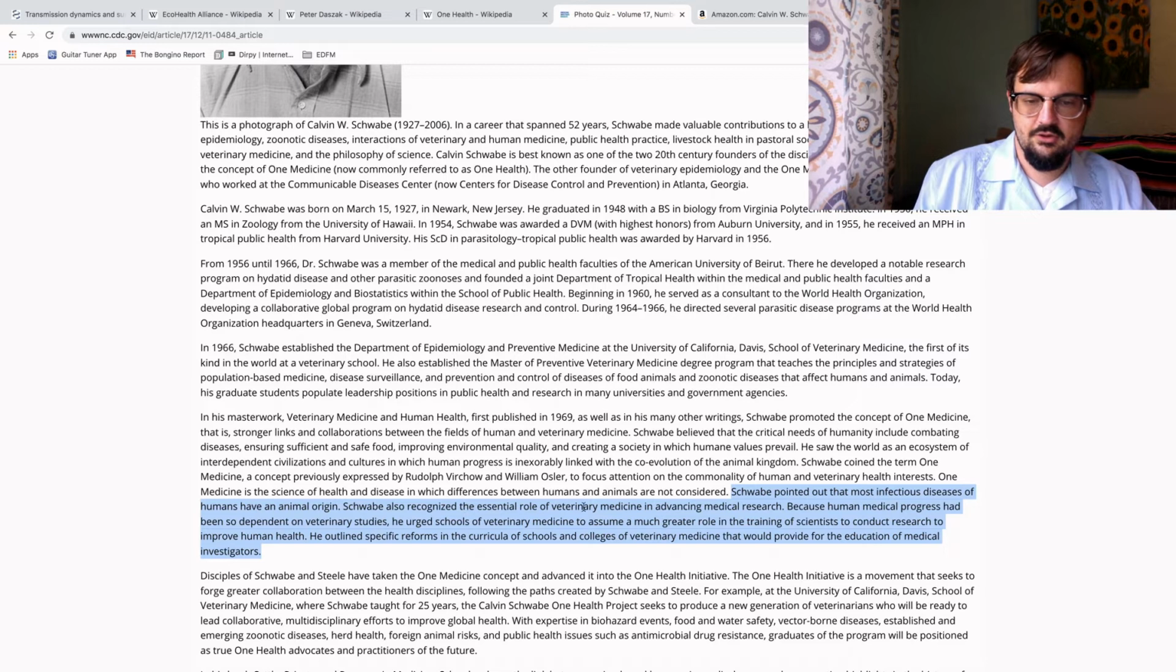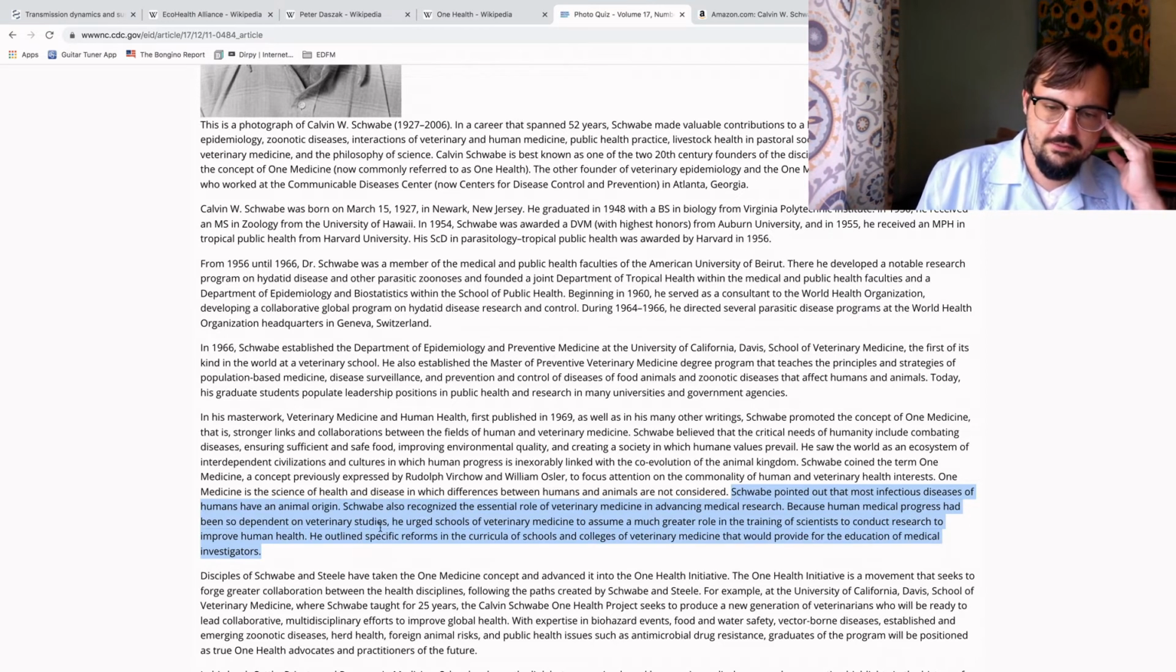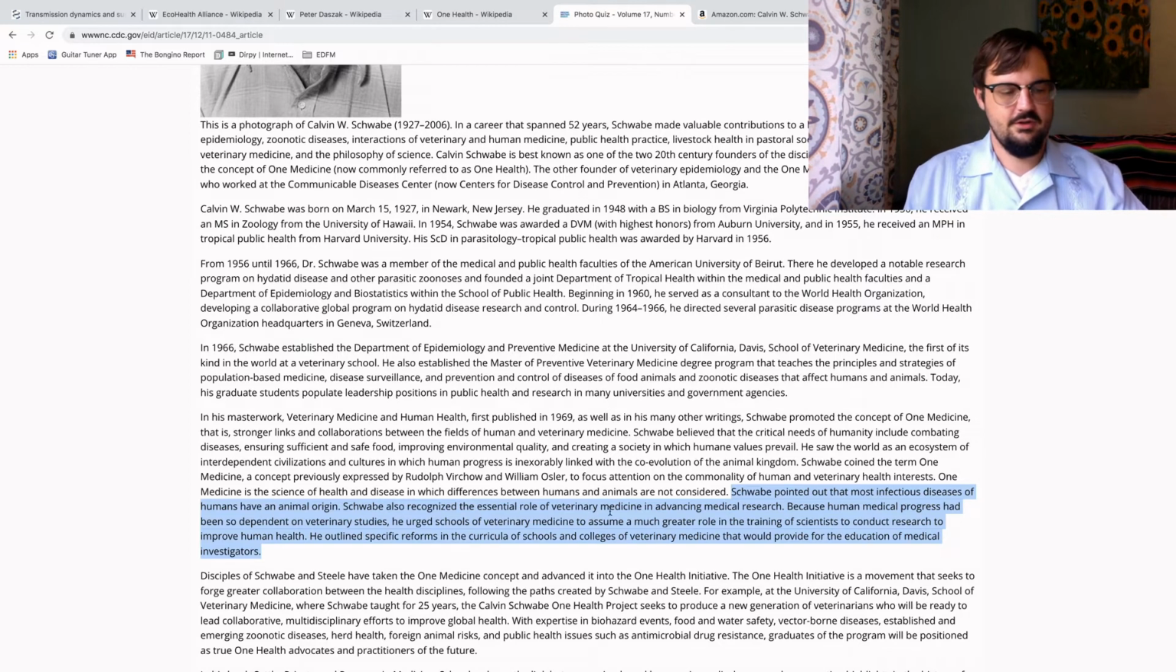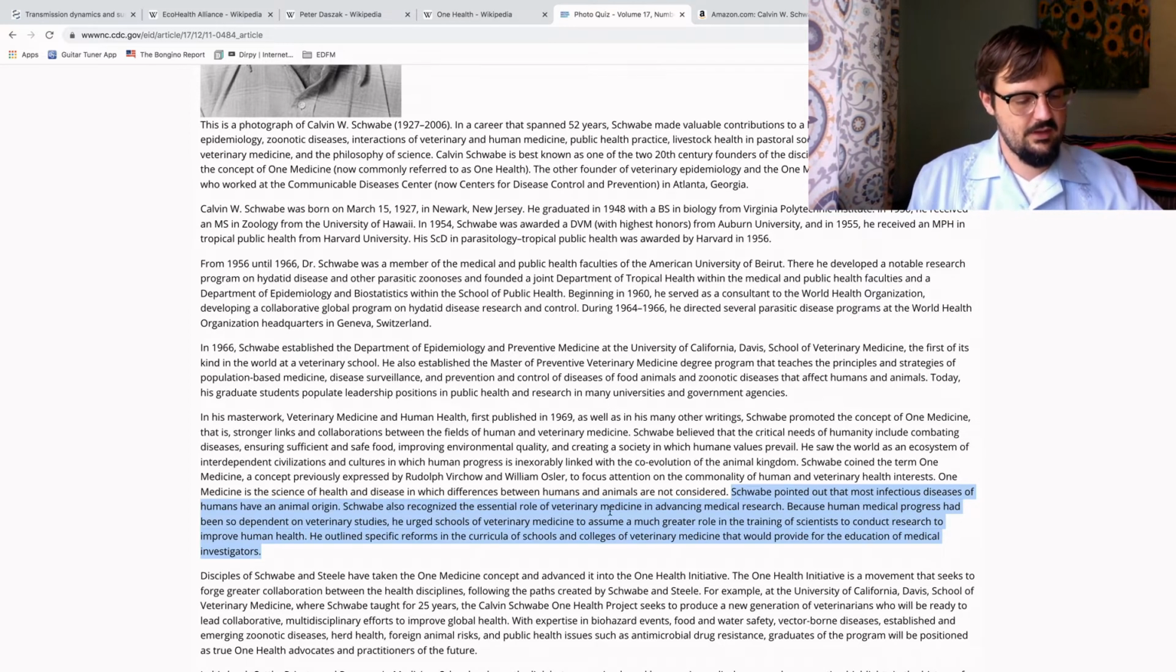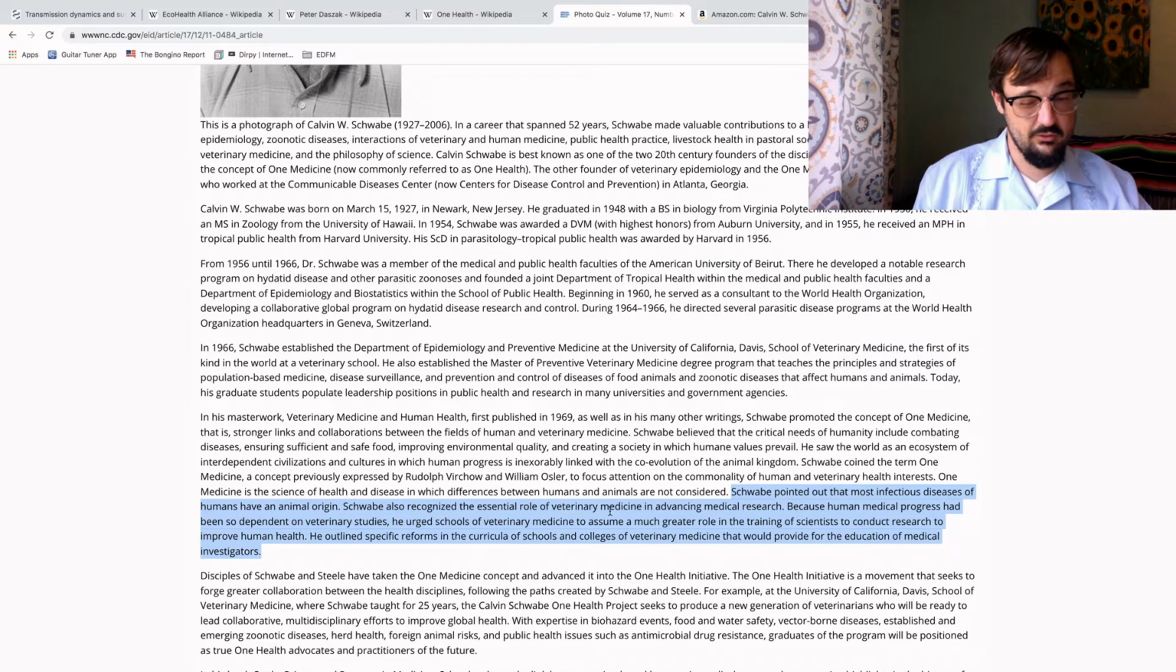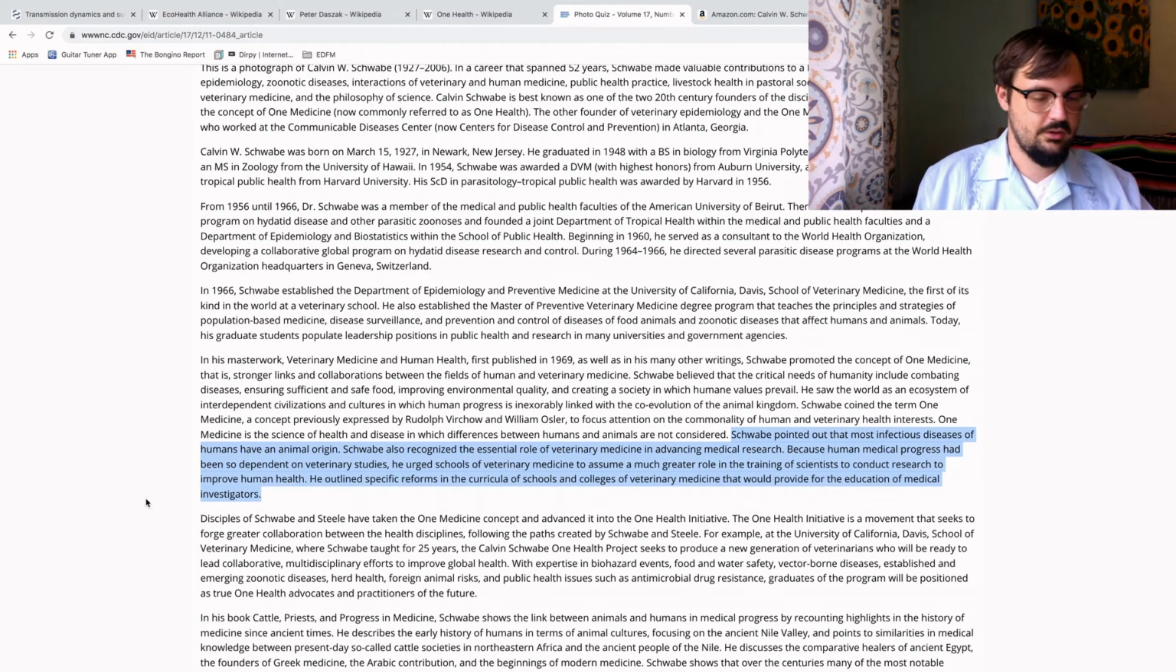Schwab also recognized the essential role of veterinary medicine in advancing medical research. Because human medical progress had been so dependent on veterinary studies, he urged schools, blah, blah, blah. So the reason that human medicine is dependent on animal medicine for research is that it's typically considered unethical to conduct experiments on humans. And so we are dependent on experiments on animals to further our research, to further our knowledge in the current paradigm.